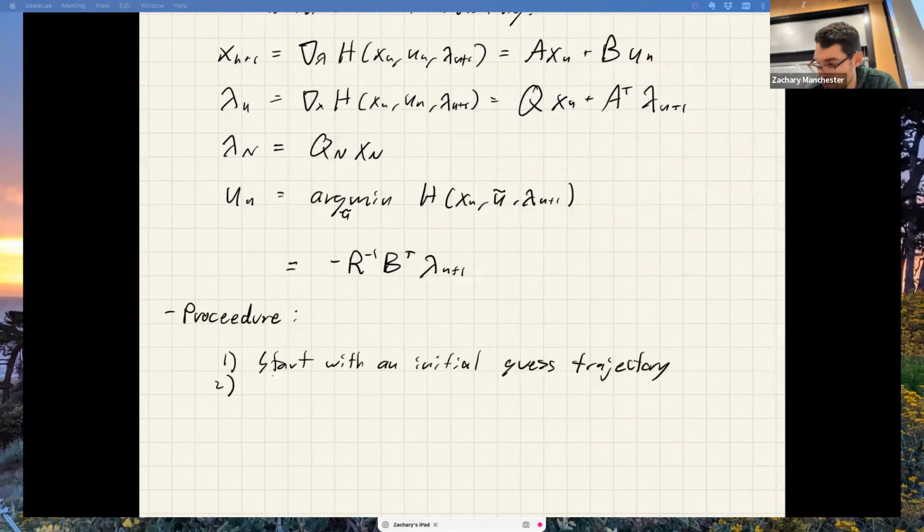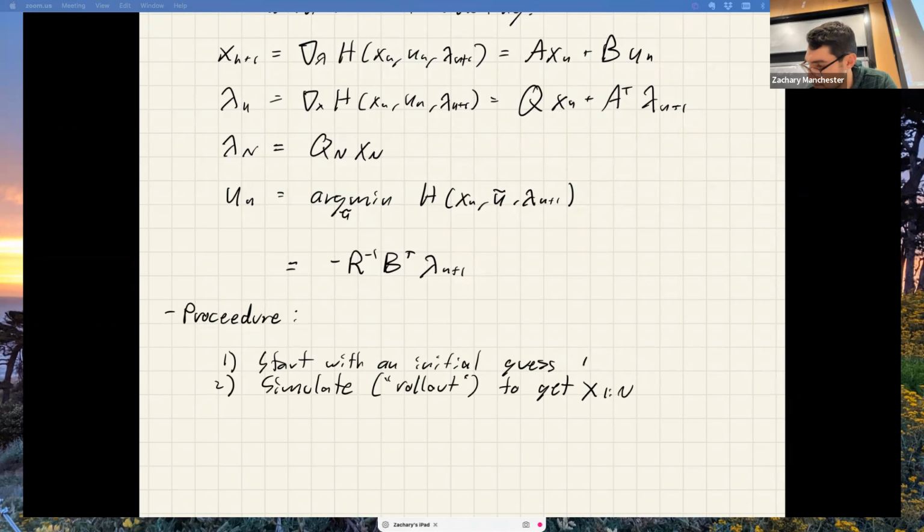Then you simulate forward or roll out, to get your X trajectory. I should write here, you need a guess on the U's. Then you simulate everything with those U's. Then you do a backward pass using the lambda equation right there.